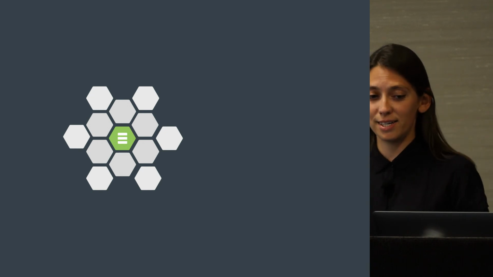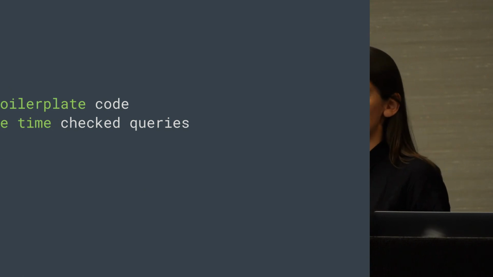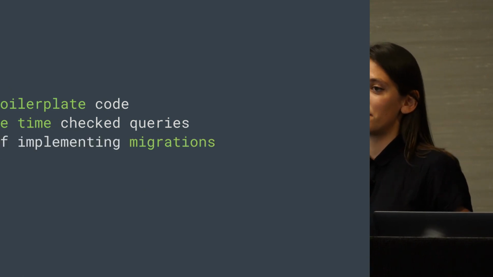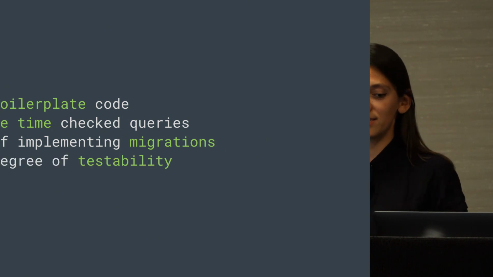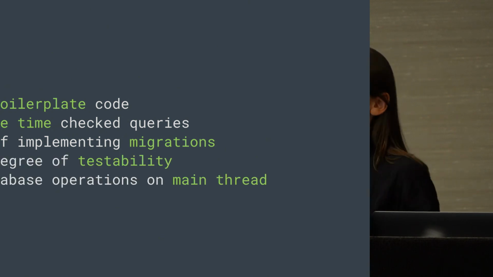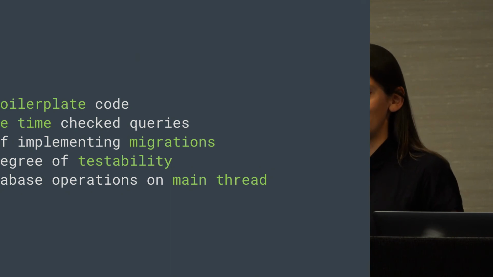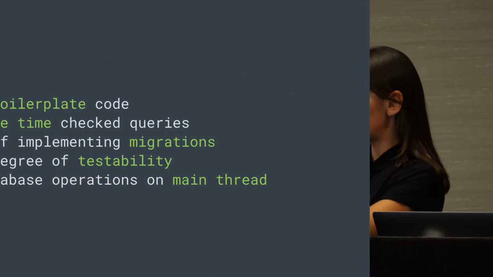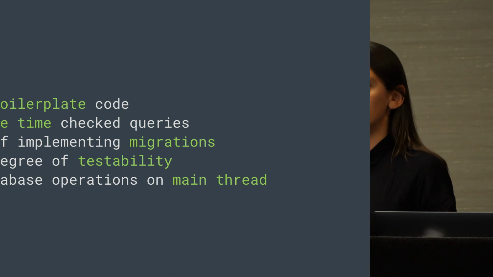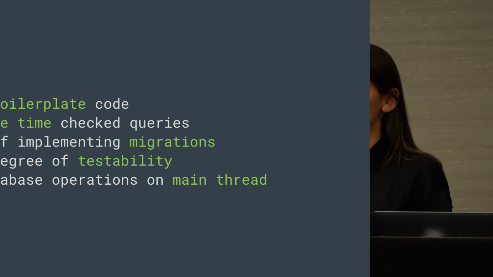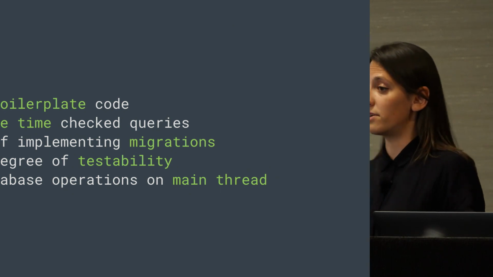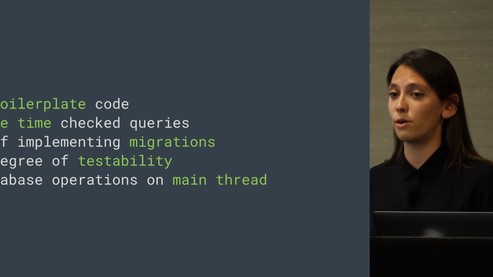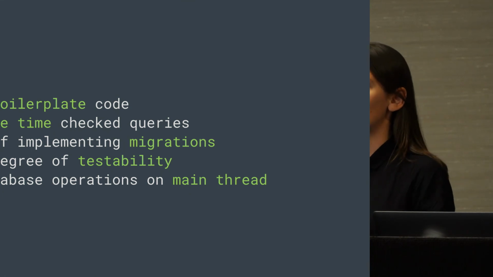So, Room. With Room, you get less boilerplate code, you get compile-time checked queries, it's easier to implement migrations, it's easier to test, and you make sure that you don't do any database operations on the main thread. Okay, so should you switch to Room or not? Well, the first question is, does your current solution provide all of these? If yes, then don't. Just continue using whatever solution you are already using. But if not, if you're still having problems with your database, or if you're starting a new project, then definitely start with Room.